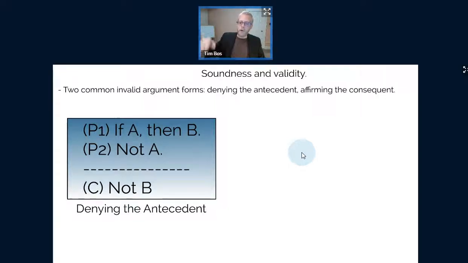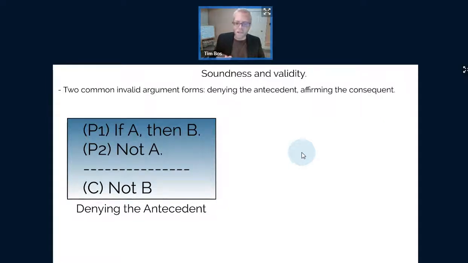So what you're doing in the second premise there is you're denying the truth of the antecedent. The antecedent, again, is in the conditional statement, the if-then statement. If A, the antecedent, then B, the consequent. The second premise says not A, right? Not the antecedent. It's denying the antecedent. And then in the conclusion, it denies the consequent.